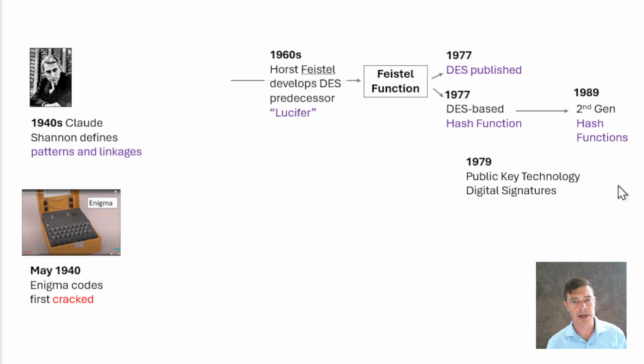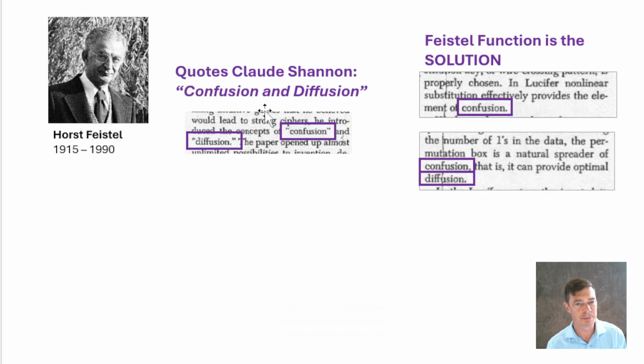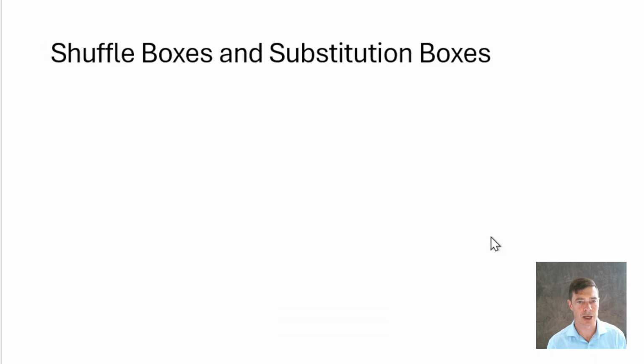So Feistel is a direct answer to the problem that Claude Shannon defined, that we need to remove patterns and linkages. And Feistel began his work around the 1950s. And when he published his solution, his process, he quotes Claude Shannon, and Feistel proposes what he calls confusion and diffusion as the answer that we needed. And this is what Feistel gives us, and it's simply known as the Feistel function.